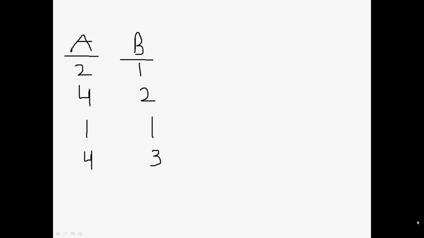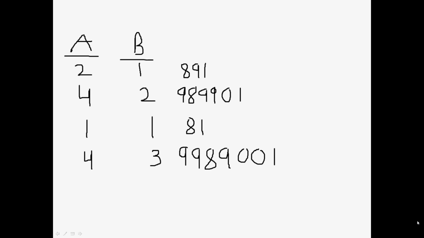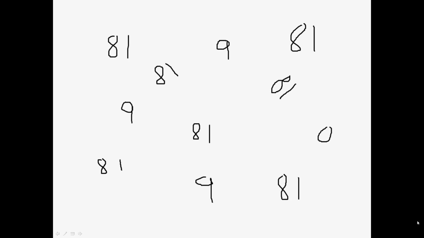So, given these values of A and B, we're going to find out what those multiply out to. So 99 times 9 is 891. And then the next one is 989901. And then obviously 81. And then 9989001. So you'll notice that there's a lot of 81s. Obviously 9 times 9 is 81, but there's always an 8 and a 1 somewhere in the other ones too. And then there are a couple of 9s and some 0s just for good measure. Well, how does that all work out to a pattern, you ask?